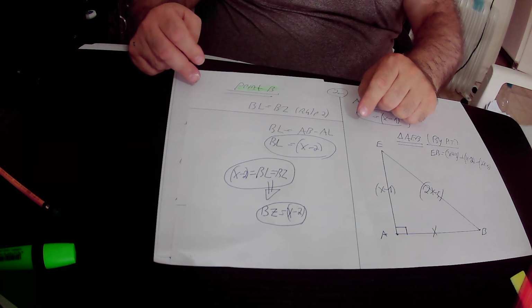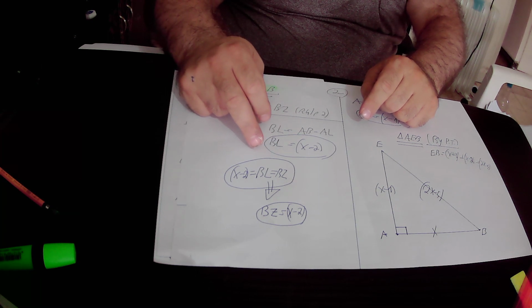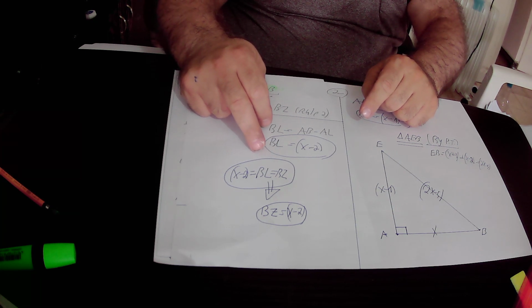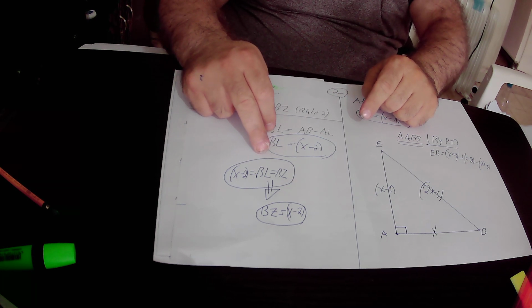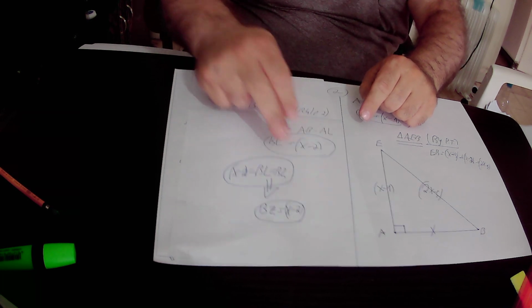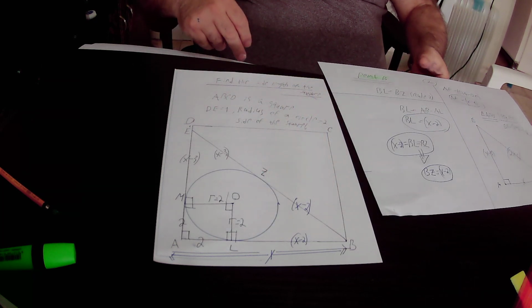But we have already found out that according to rule number 2, BL equals BZ, and we just now found out that BL equals X minus 2. So from this equation, X minus 2 equals BL equals BZ, we derive that BZ is also equal to X minus 2.